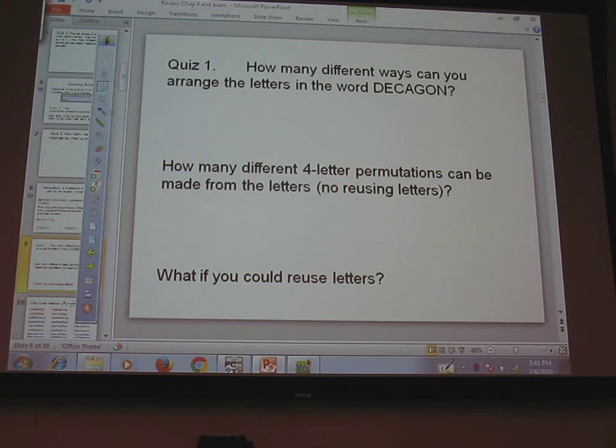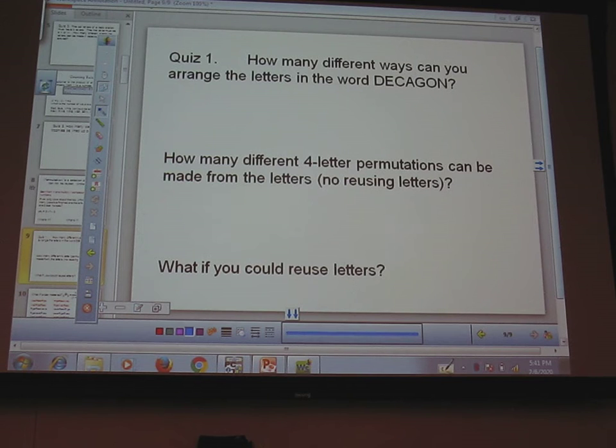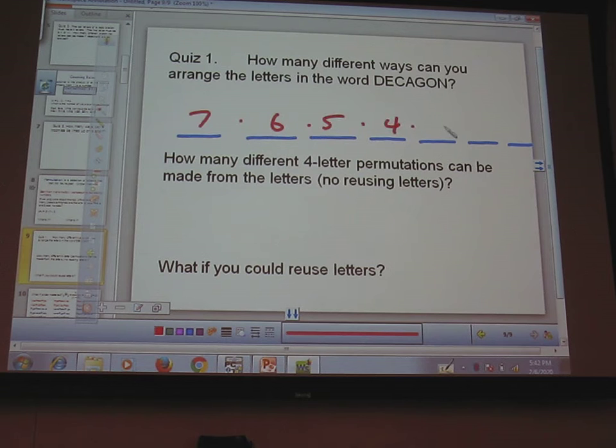Okay, so quiz number 1. How many ways can you arrange the letters in the word decagon? I like to think of refrigerator magnets, right? How many ways can you arrange them? So how many things am I going to be selecting? All of them. There's 7, aren't there? 1, 2, 3, 4, 5, 6, 7. And how many options for the first spot? 7. Next spot? 6. Next? 5. Then 4, then 3, then 2, then 1. What did you guys get for that? 5040. Okay? Sounds good.